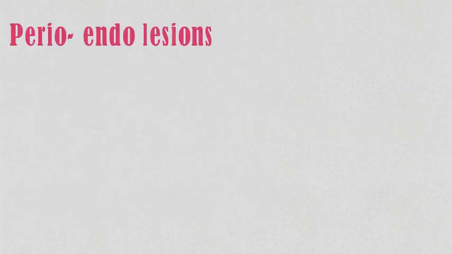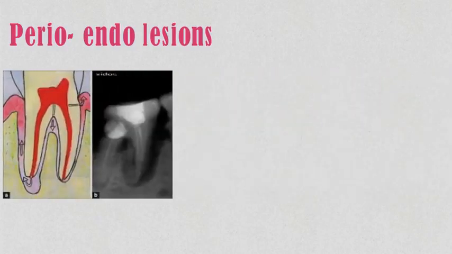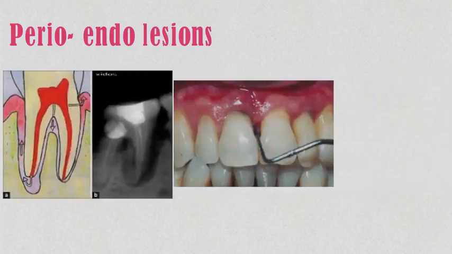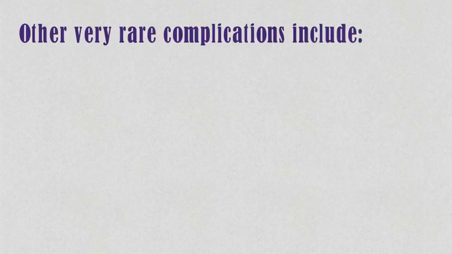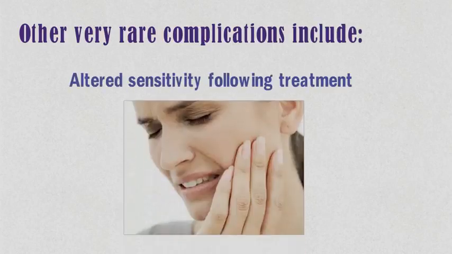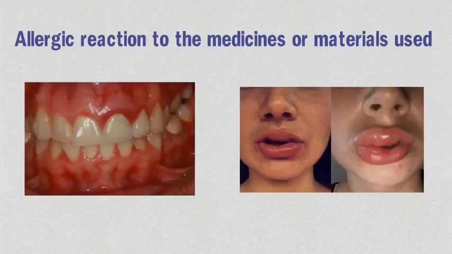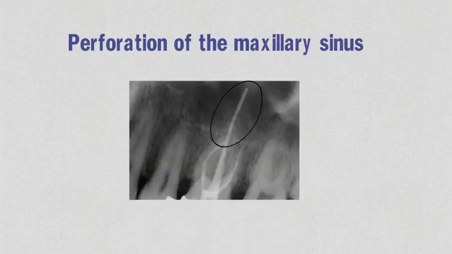Periodontal lesions. If the tooth has associated periodontal problems, this provides a continued source of bacteria, and the infection and the prognosis become questionable. Other very rare complications include altered sensitivity following treatment, allergic reaction to the medicines or materials used, and perforation of the maxillary sinus.